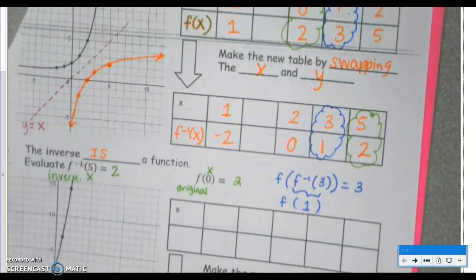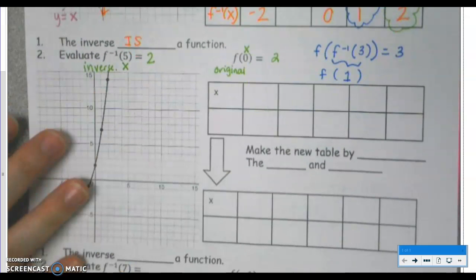All right, you should try to do the next graph. See how far you can get on the next graph by yourself.